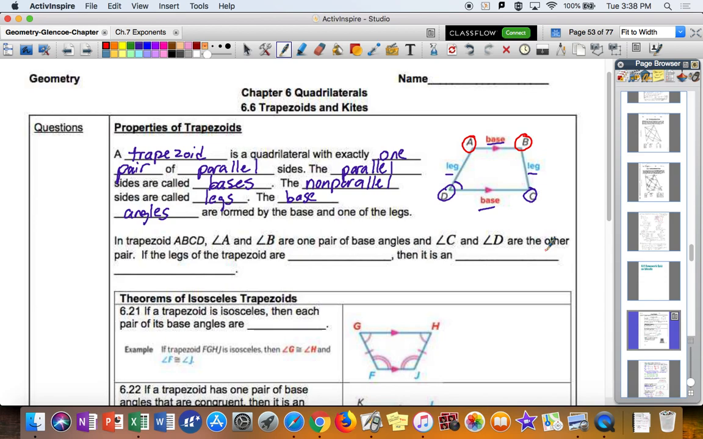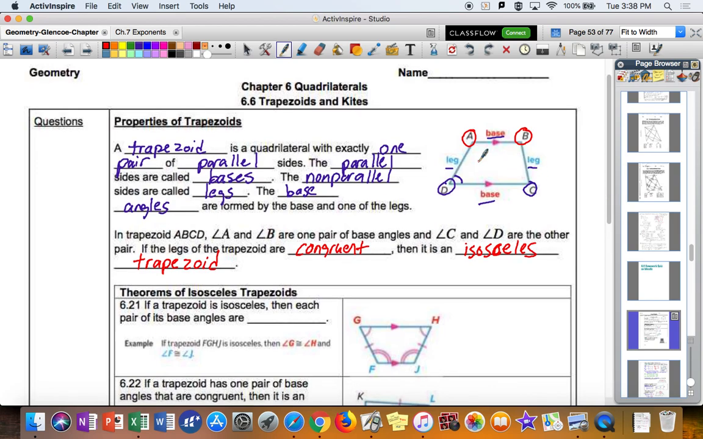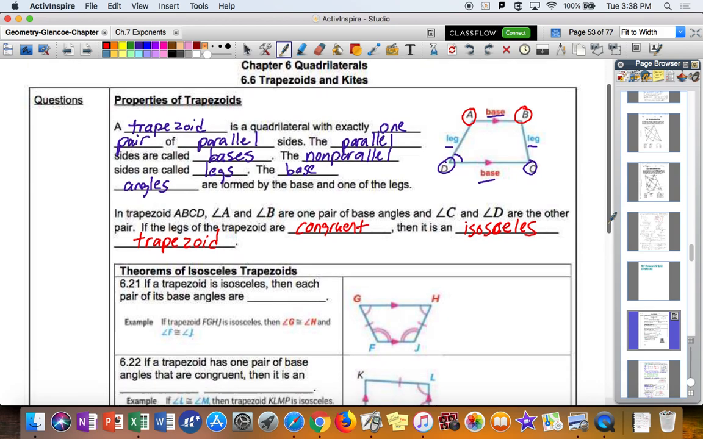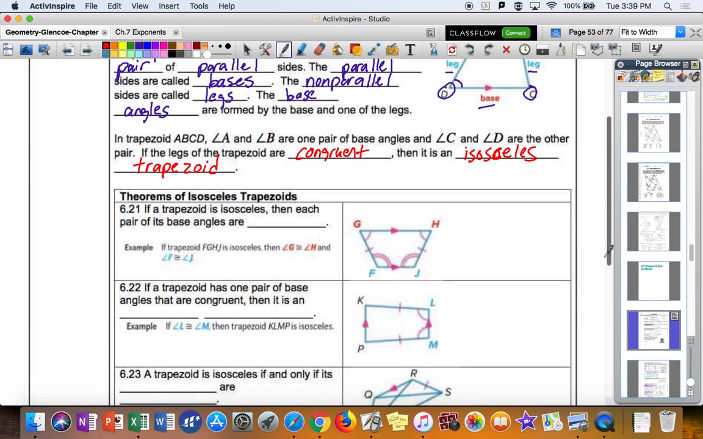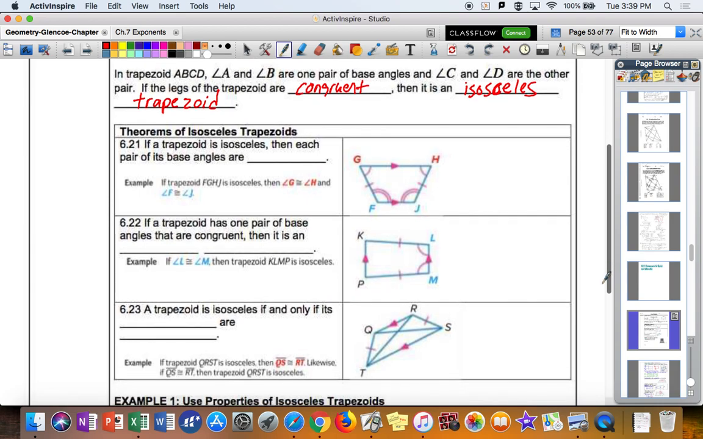Now, if the legs of the trapezoid are congruent, then it's a special type of trapezoid called an isosceles trapezoid. Isosceles, I-S-O-S-C-E-L-E-S. That's always a tricky one to spell. So if those legs are congruent, just like if they would be congruent in a triangle, we'd have an isosceles triangle. If the legs are congruent in a trapezoid, then we have an isosceles trapezoid.